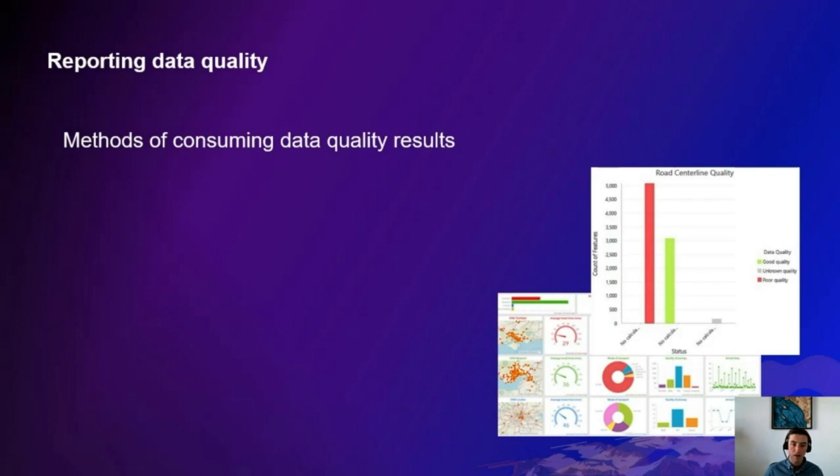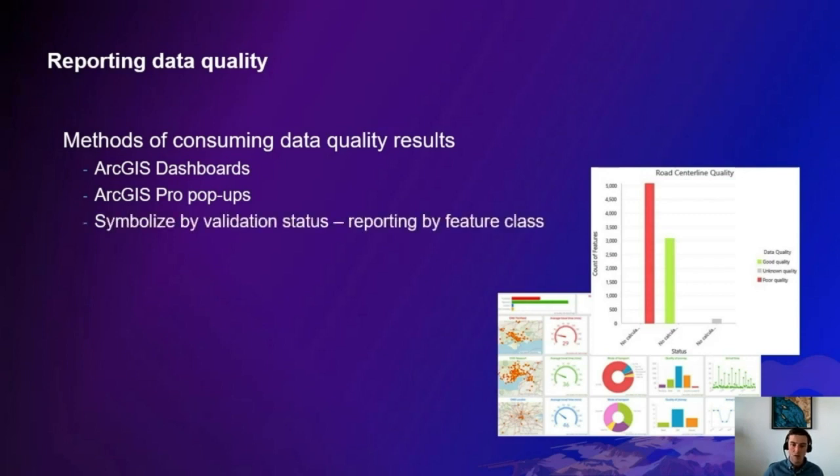There are a number of ways that Data Reviewer error layers can be leveraged to generate reports. These include setting up an ArcGIS dashboard, the pop-up feature in ArcGIS Pro. You can symbolize features in your maps using the validation status field of each feature class. And you can use ArcGIS Pro's built-in reporting and charting tools. However, our team has also developed a custom geoprocessing tool to help streamline the charting and error reporting process.